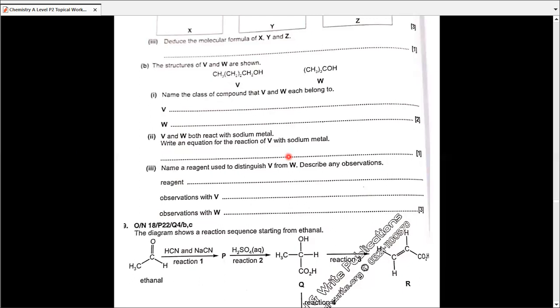Which brings us to the last part, 3. Reagent to distinguish between primary alcohol and tertiary alcohol. Primary and tertiary. Can we do the oxidation one? Like primary alcohols can be oxidized. Yeah, so we can use acidified KMnO4, and for B, it will be decolorized from purple to colorless, and for W the purple color of the KMnO4 remains.